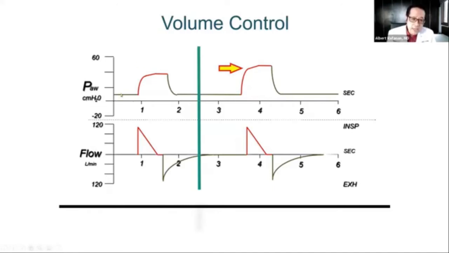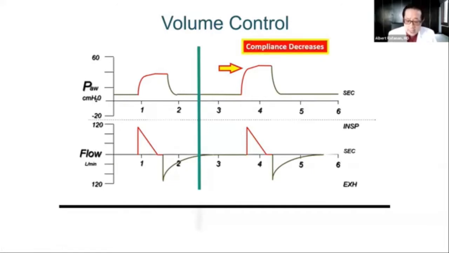So let's take a look at the graphs for volume control. This is pressure over time. This is flow over time. So when you have a volume controlled breath, as we mentioned, the flow and the volume are independent variables. You can set a peak flow and you can set the volume. As you can see here, the triangles are the same because this is what you set.